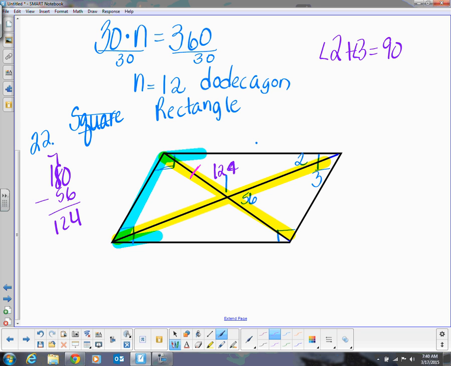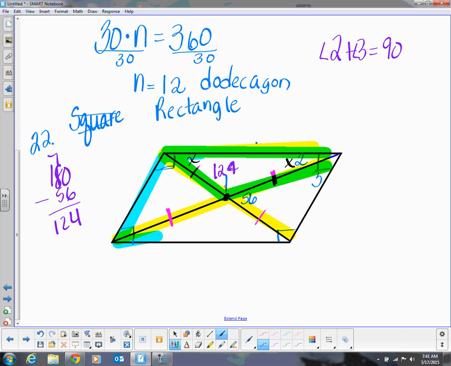So we know that this segment is equal to this segment. But if the two yellow segments are equal, does it make sense that these are equal to these? So this is the midpoint. And what do we know? What kind of triangle is this green triangle? It's not green. What kind of triangle is this? Isosceles.